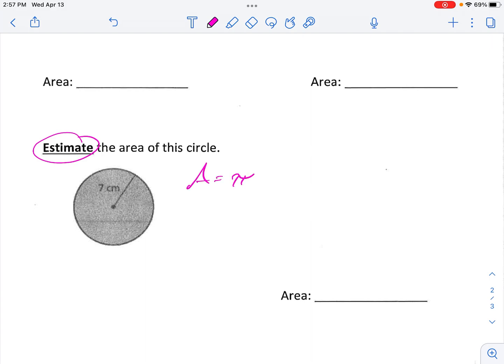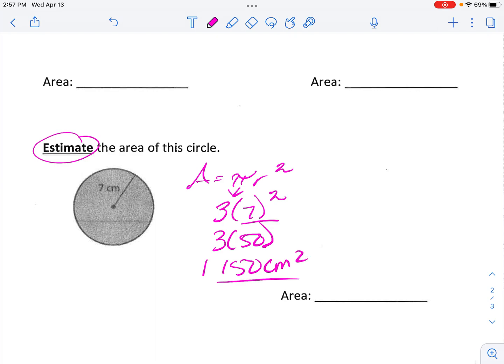And then the last one, it wants us to estimate. When we're estimating, you can think about this a few different ways, and as long as your work makes sense, I will be a little bit lenient. A good estimation for pi, instead of 3.14, would just be 3. The radius is 7, and I'm going to square it. So one thing we could do, 7 squared is 49. So if I round the 49 to 50, 3 times 50 would be 150 centimeters squared. That would be a good estimate.